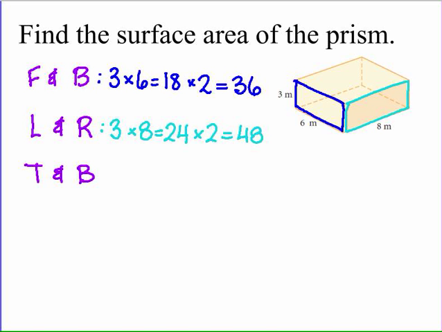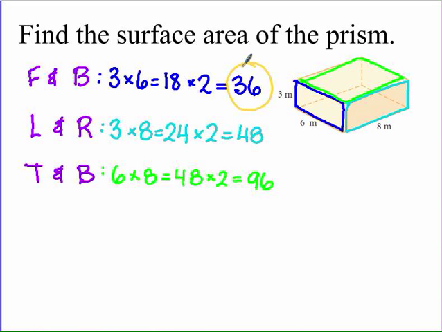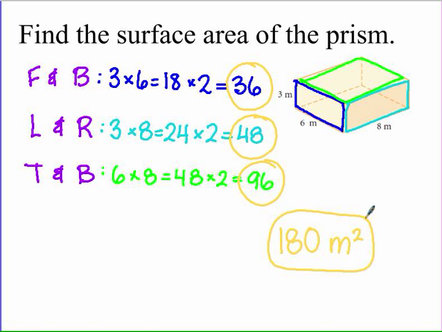And then last but not least, the top and the bottom. So I'm going to use the top. Dimensions here are 6 by 8, 8 by 6. So 6 by 8 is 48. Times 2 is 96. So what I'm now going to do is add up these 3 numbers. And when I add up those 3 numbers, what do I get? 180. My label will be meters squared. Surface area is just like an area label. Questions?